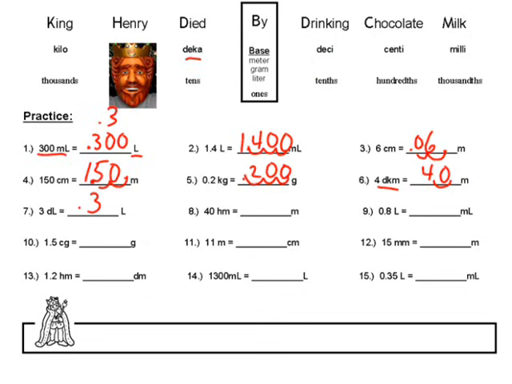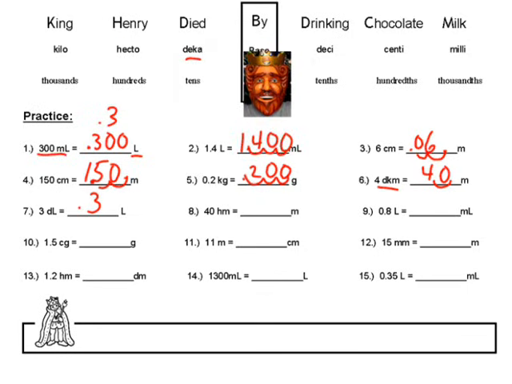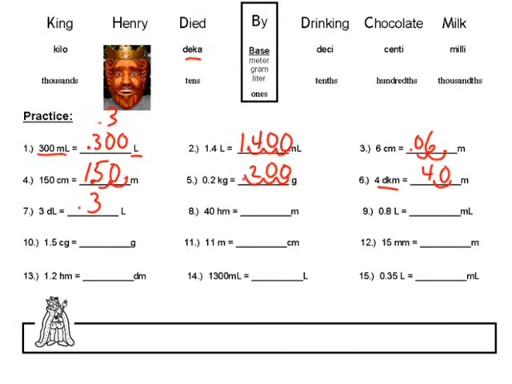In our next example, we're starting at hecto, so I've got 40 hectometers, and I'm converting that into meters. So that's 1, 2 away. I'm going to move my decimal 2 to the right. So that would be 4,000 meters. 40 hectometers is 4,000 meters.